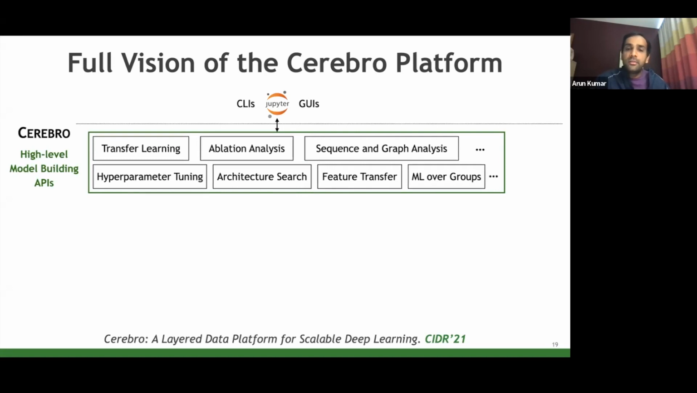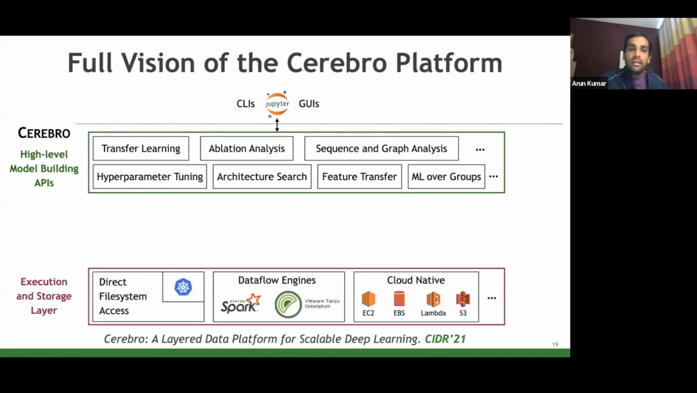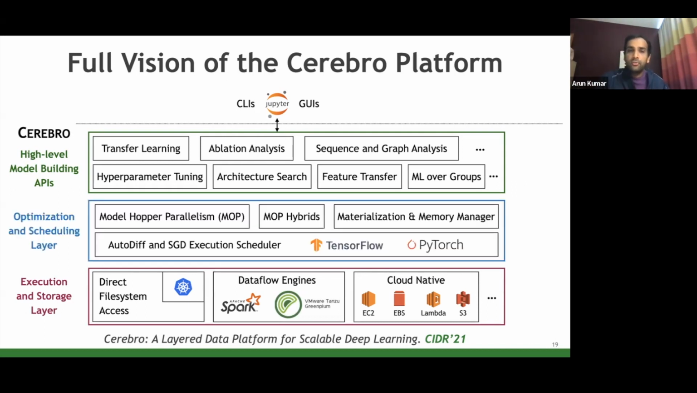And in the CIDR paper that appeared in 2021, we've laid out this whole vision. It's a layered stack. You have the model building APIs on top, using exactly the same interfaces and tools that data scientists love. At the bottom, you have the execution layer and the storage layer. Cerebro can work with multiple backends: direct file system access, Kubernetes clusters, Dask, or even Ray. We've integrated already with dataflow engines like Spark and Greenplum, and we're also building a cloud-native execution engine on AWS. The secret sauce is really in the middle, which is the optimization and scheduling layer.